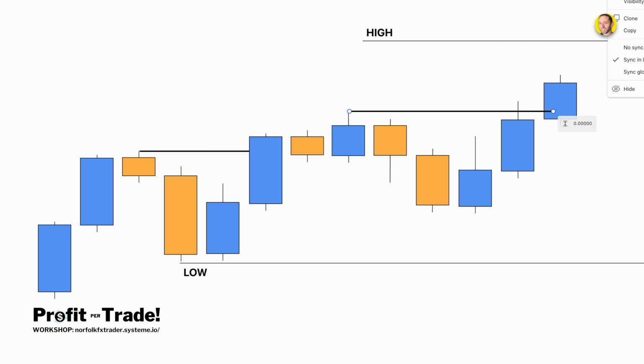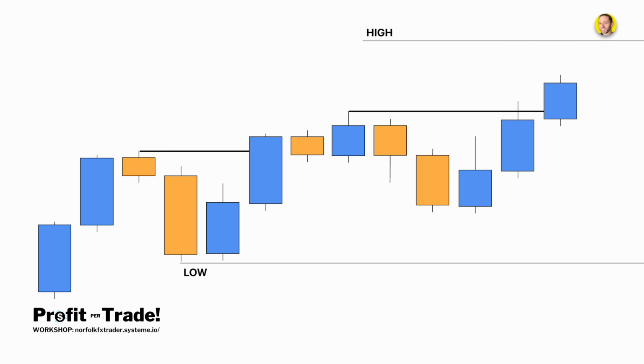So just send this to the back. And as we see price coming up, this does not break the structure, so we cannot change our low or highs yet in the market. Once we see the next candle, this bullish candle closing through this level, that's a valid BOS in the market.